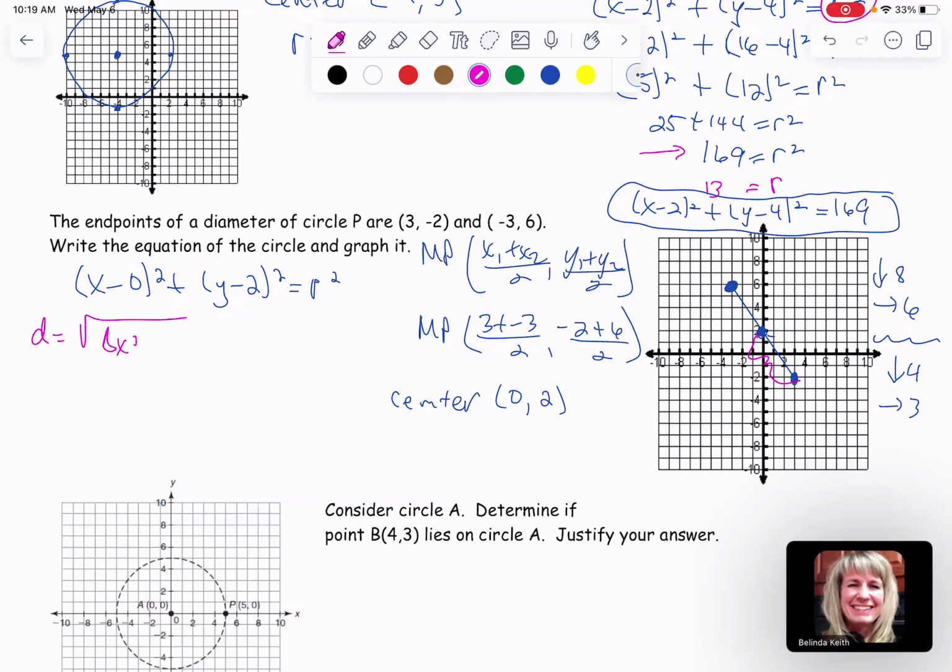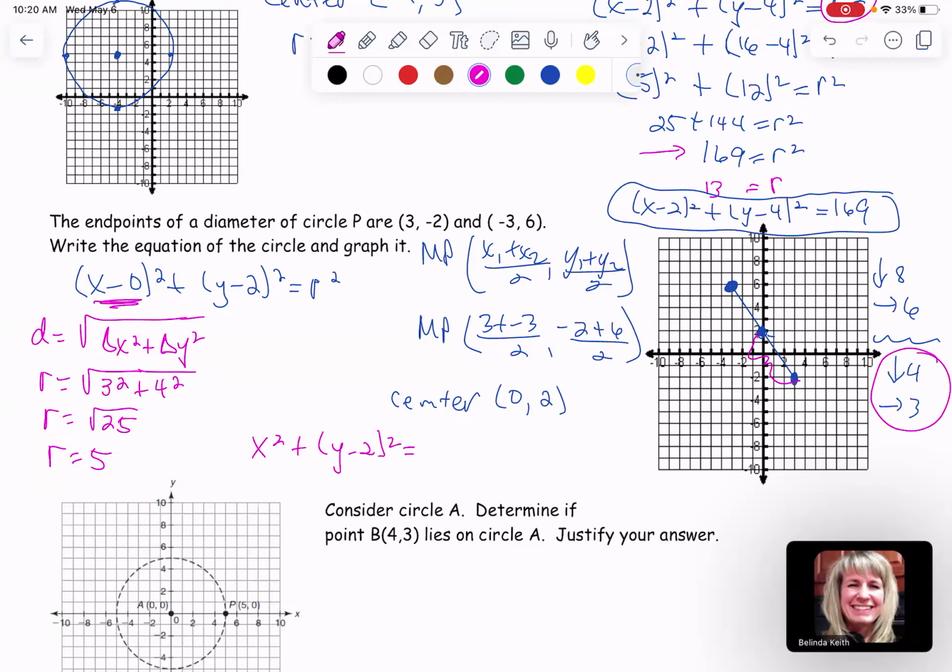Remember, that was change in x squared plus the change in y squared. So my radius will be, we already know the change in x and the change in y from my center to an endpoint. So it'll be my x is changed by 3, my y is changed by 4. So my radius will be the square root of 9 plus 16, which is 25. My radius is 5. So now we can write the equation of our circle. Instead of writing x minus 0 squared, I'm just going to say x squared plus y minus 2 squared equals that 25, the radius squared. And that's the equation of our circle.